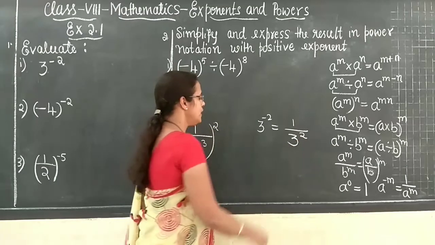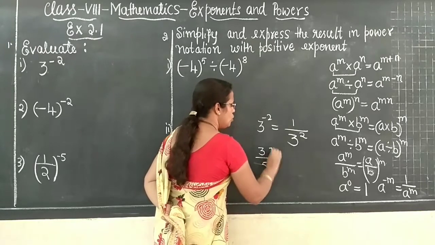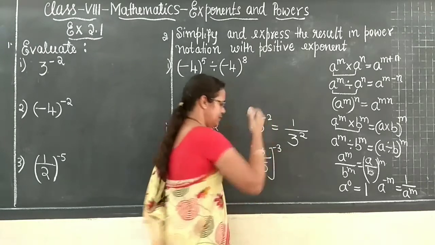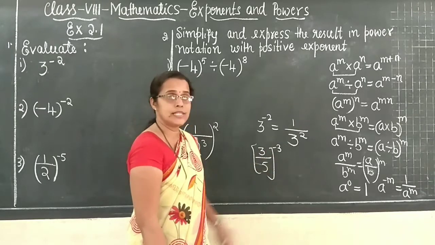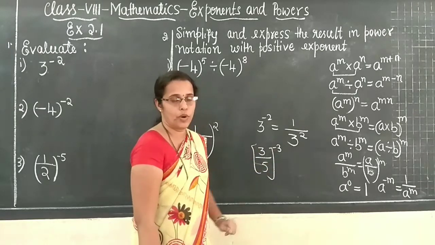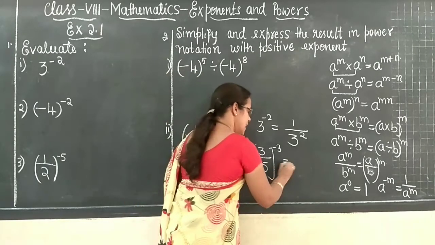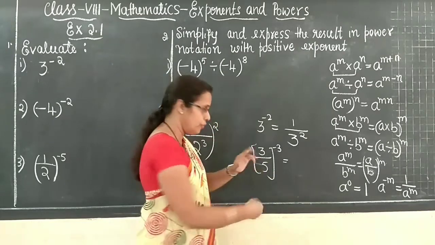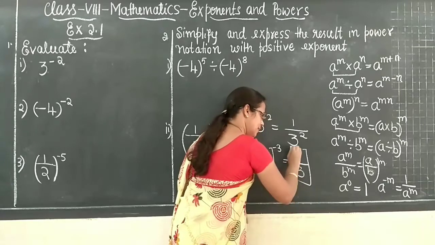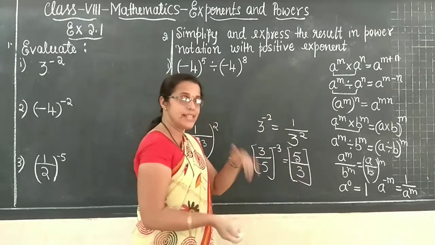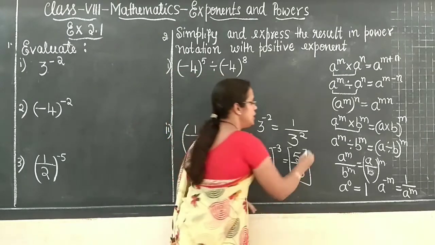Got it? If there is something like 3 by 5 whole to the power minus 3, think of it like this: both are having negative power. So how do we make it positive? Another way you can write it: if you reverse 3 by 5, that is, take the reciprocal, it is 5 by 3.